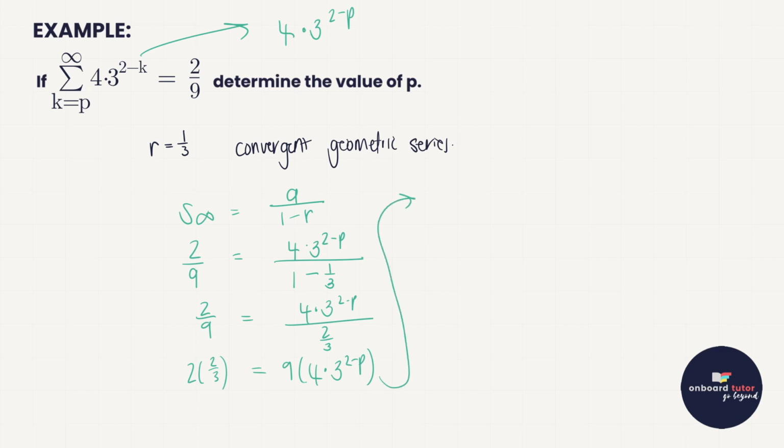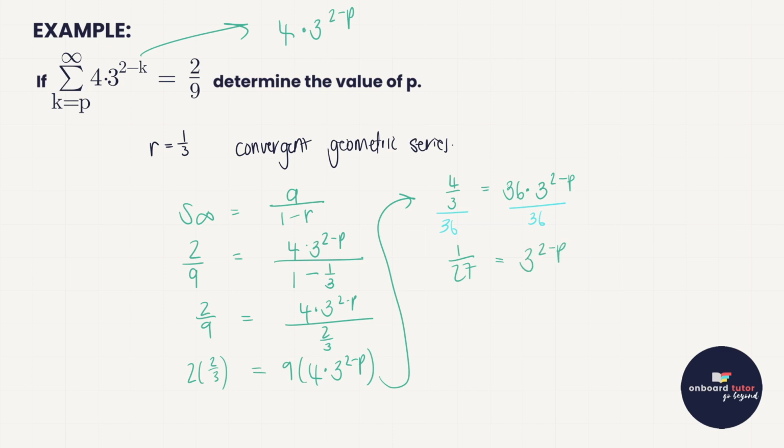Let's move this up here. So we end up with 4 over 3 is equal to 36, if I multiply that, 9 times 4, 36 times 3 to the 2 minus p. Okay, now let's divide both sides by 36. What we're trying to do is get p on its own, or at least the base that contains p on its own. Okay, so in the calculator, we type in there 4 over 3 divided by 36. So we get 1 over 27 is equal to 3 to the 2 minus p.